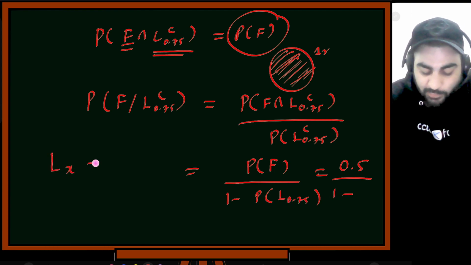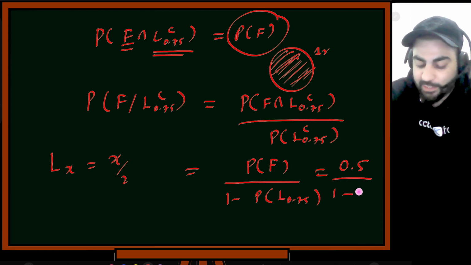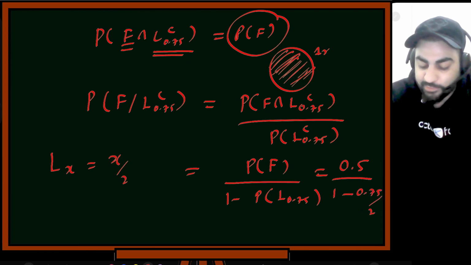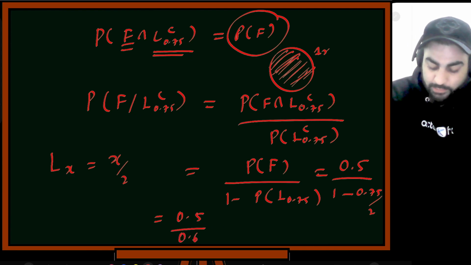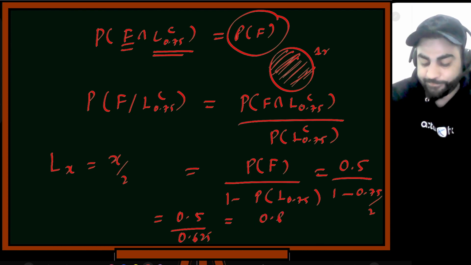because L of x is equal to x by 2. So we can write it as 0.75 divided by 2. So this comes out to be 0.5 divided by 1 minus 0.375, that's 0.625. This is equal to 0.8.